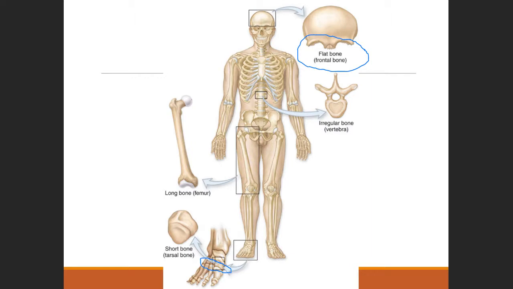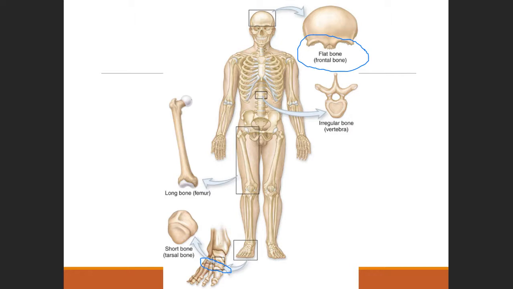Sometimes flat bones will still have irregularities. Thinking about the scapula, the shoulder blade. For the most part, it's a very thin bone. However, it has projections, the acromial process, the spine of the scapula. But just those few irregularities don't take away from its flat bone classification.